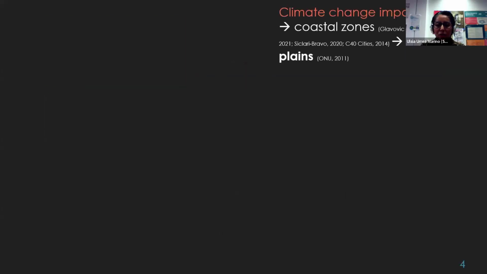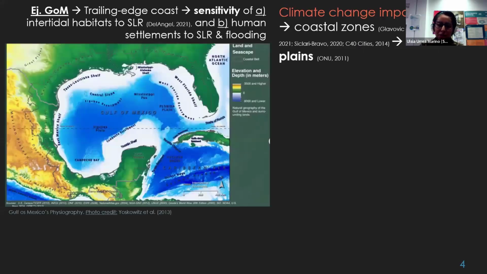So, the background of relevance. Climate change, as we know, impacts everything on our planet, but especially impacts cities, and the coastal ones are specifically sensitive to that. And the ones that are coastal plains, that means flat plains nearby the seas or the oceans, are specifically threatened by climate change, because they are sensitive to sea level rise. Some intertidal habitats like seagrasses, mangroves, dunes, marshes, and many others. And also human settlements are sensitive to these changes because of flooding and sea level rise.